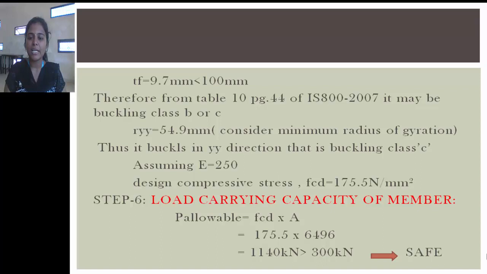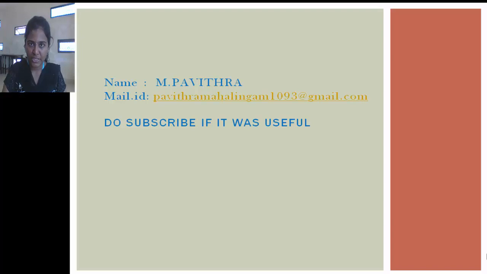square. From that design compressive stress, we can find the allowable load. So allowable load is FCD into A, where FCD is 175.5 Newton per mm square and the area is 6496 mm square. From that we get 1140 kilonewton, which is much greater than 300 kilonewton, and it is found to be safe. Thank you for watching the video.